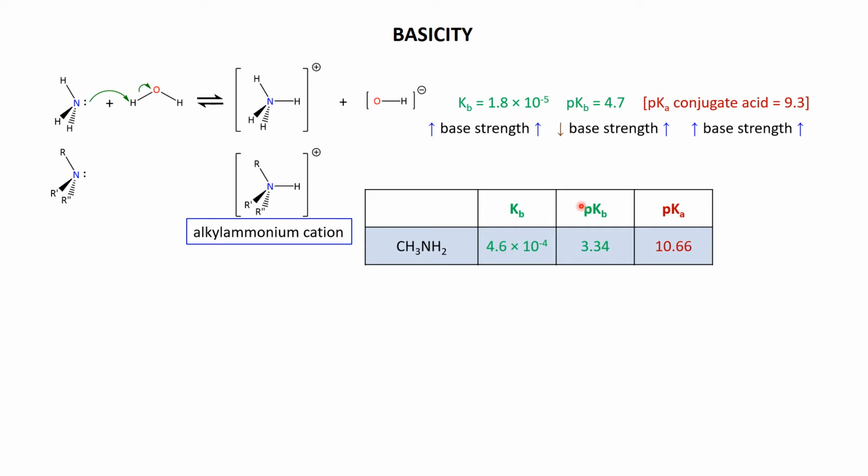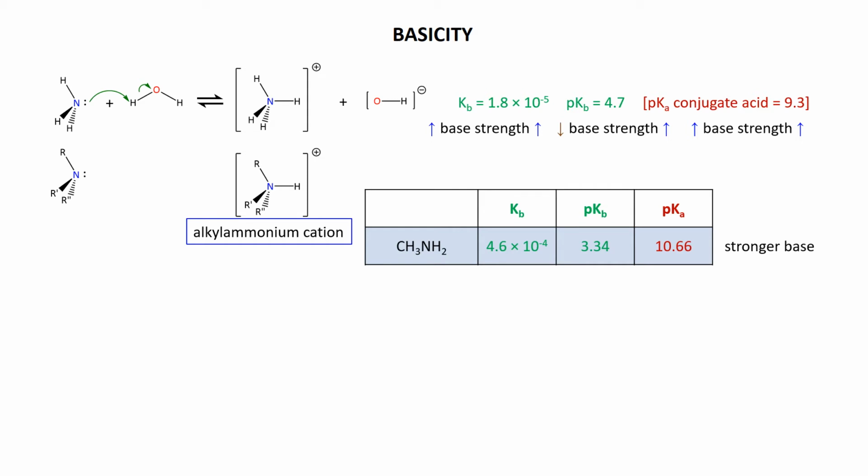So that means, of course, its pKb is smaller, more than 1 smaller than ammonia, which means the pKa is bigger, and indeed the pKa of methyl ammonium is more than 1 bigger than the pKa for ammonium. All of these numbers are saying the same thing, that methylamine is a stronger base than ammonia is.